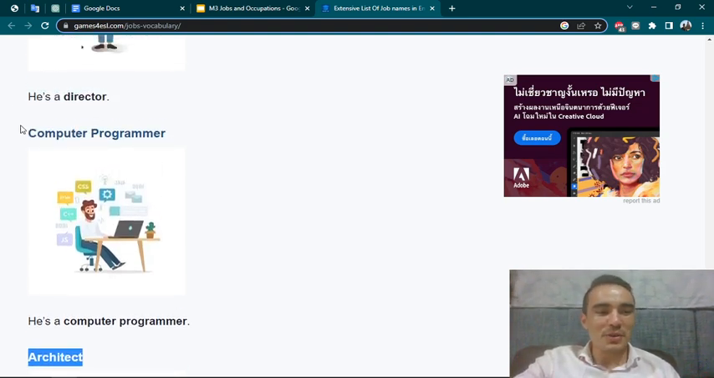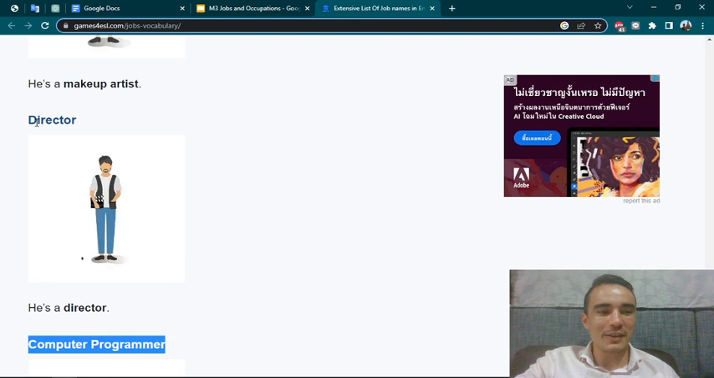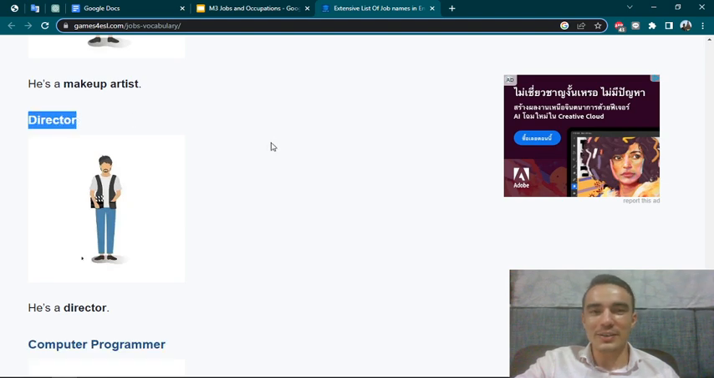And then we got computer programmer. What does a computer programmer do? In the future, I might expect a lot of you to become computer programmers, right? Because this job is getting more and more important every day. And then we got director. What does a director do? A director directs movies, right? It's an exciting job.